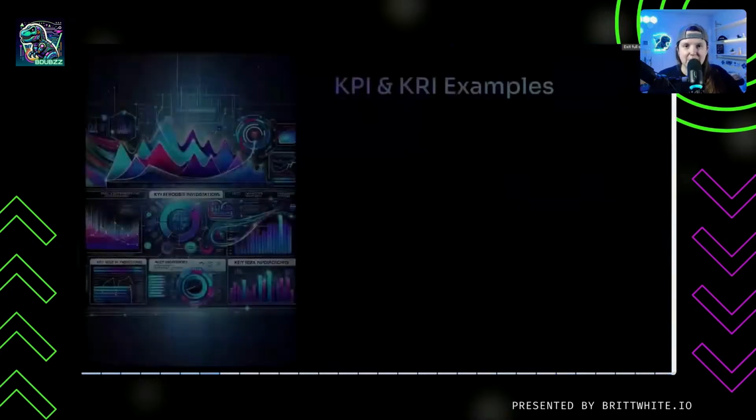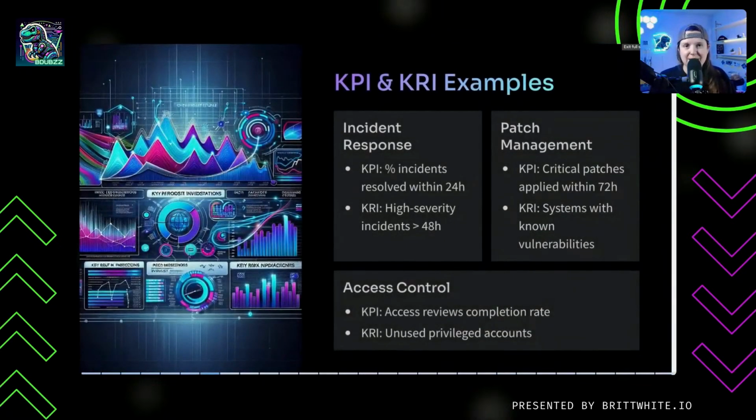Now let's think about examples of how we measure both performance and risk in different security areas. For incident response, our KPI tracks percentage of incidents resolved within 24 hours. Last quarter, we hit 98%, beating our 95% target. Our KRI monitors high-severity incidents open beyond 48 hours. If this number starts climbing, it's a warning sign that our process might be breaking down.